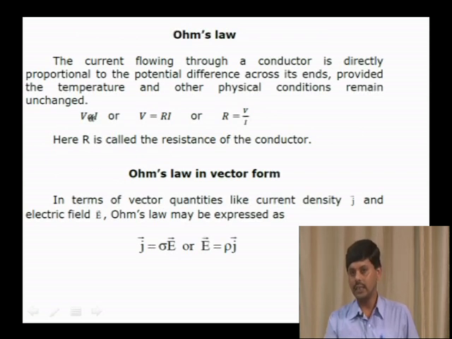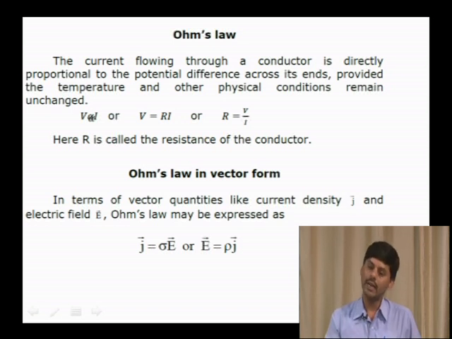Ohm's law. According to Ohm's law, the current flowing through a conductor is directly proportional to the potential difference across the conductor, provided temperature and other physical conditions remain constant, that is, V proportional to I, or we can write V is equal to I R, or R is equal to V by I. The proportionality constant in the equation is referred to as the resistance of the conductor. Ohm's law can also be written in vector form, that is, J vector is equal to sigma into E vector, or in terms of electric field, E vector is equal to rho into J vector.